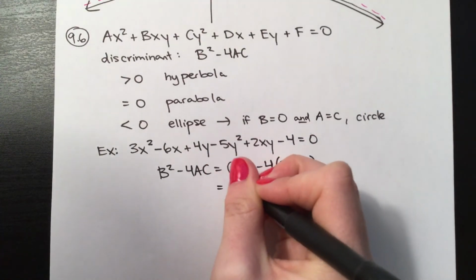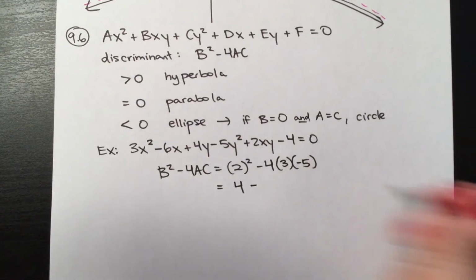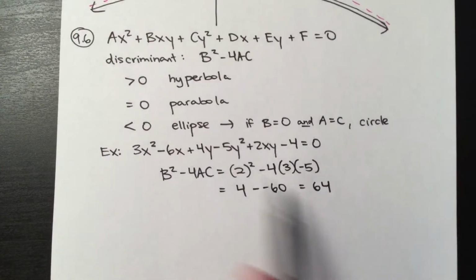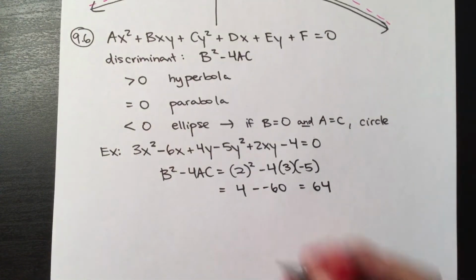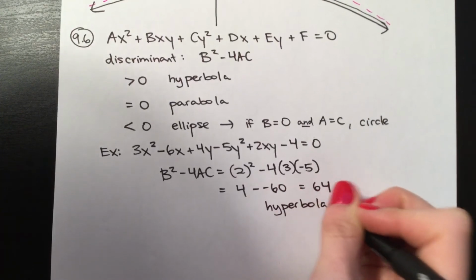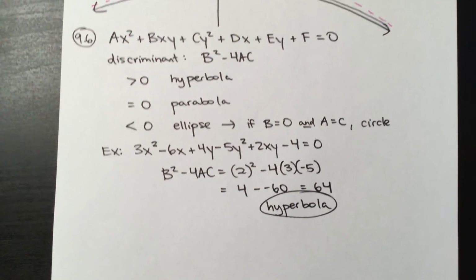Okay, so 2 squared is 4, and then we have 4 times 3, which is 12, times negative 5, which would be negative 60. It's like this. So it comes out to be 64. So because it's a positive number, that makes this a hyperbola. So you do the discriminant, you show all your work for that, and then your final answer would just be telling me what the shape is. So this one is a hyperbola.